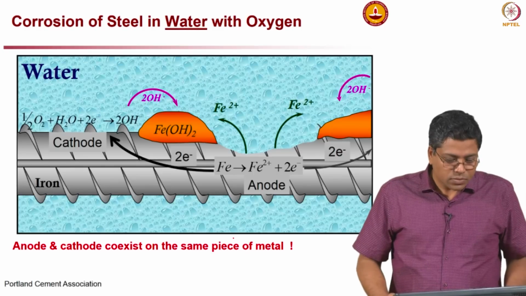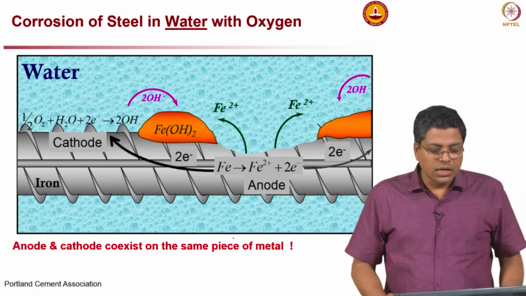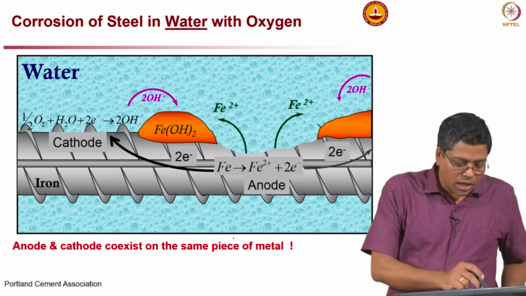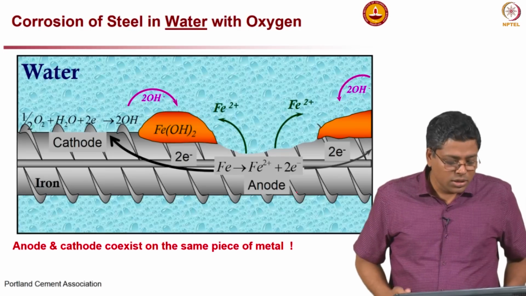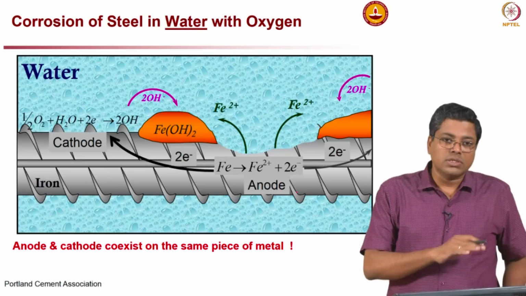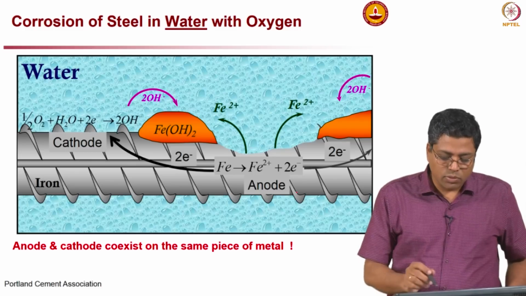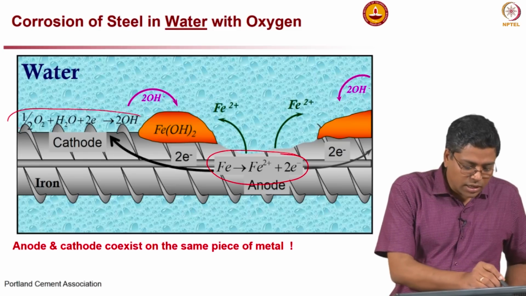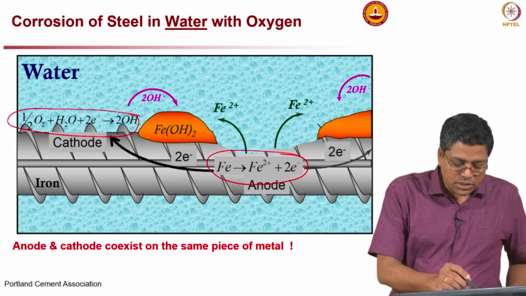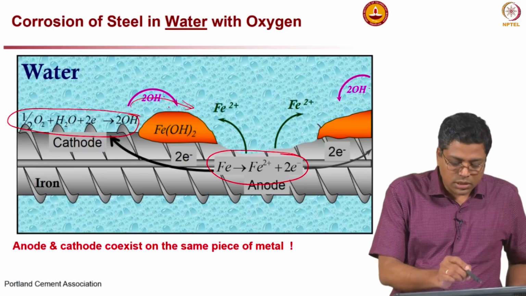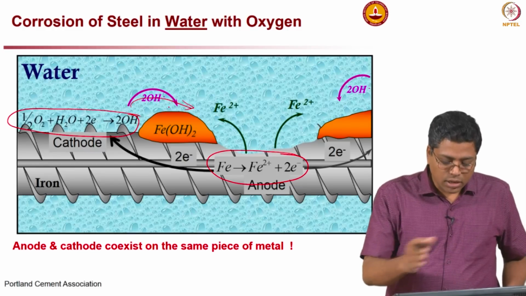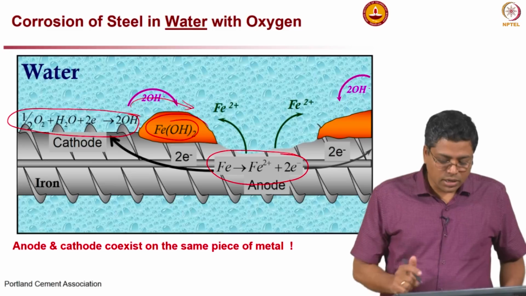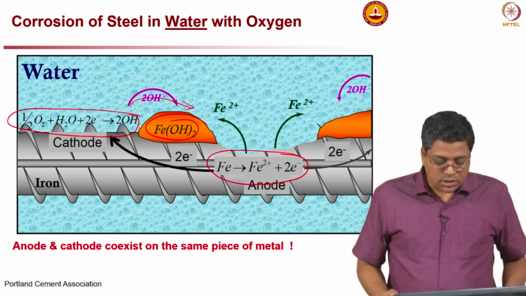Now, corrosion of steel in water with oxygen. Here you have a steel rebar immersed in water. Just to explain the same equation which I explained in the previous slide, you can see here the anodic reaction and here the cathodic reaction, and then you can see the hydroxide ion moves towards the anodic side through the water, and then you have the rust forming right next to the anode. Rust is getting deposited.